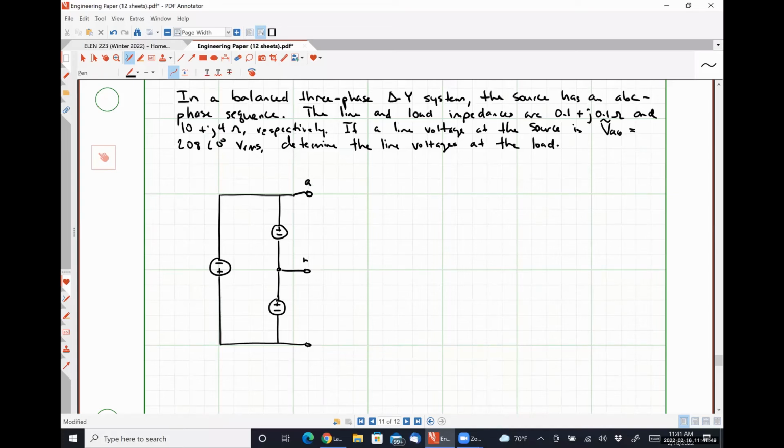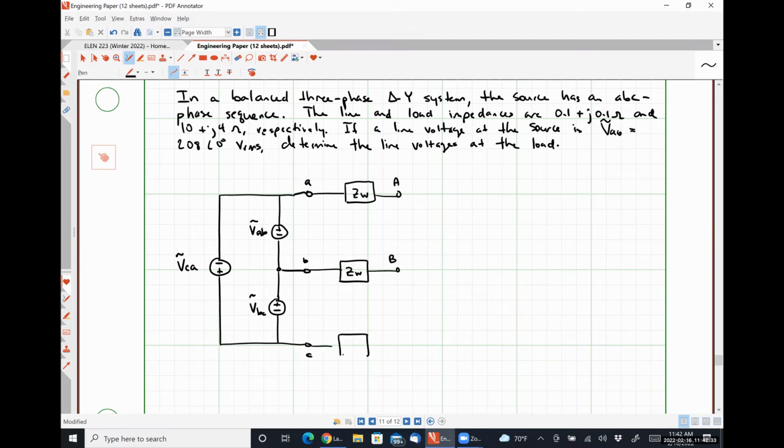Here is our A, B, and C terminal. This voltage is VCA. This voltage is VAB. This voltage is VBC. We have a non-zero line impedance. I'm going to represent that with an impedance here, ZW, connecting the A phase of my source to the A phase of my load. I'm going to have the same ZW connecting the B phase of my source to the B phase of my load.